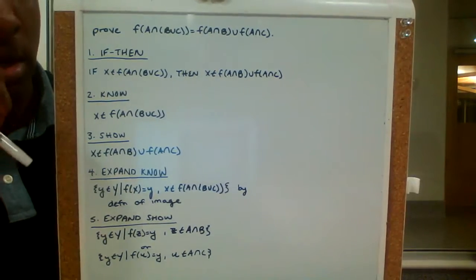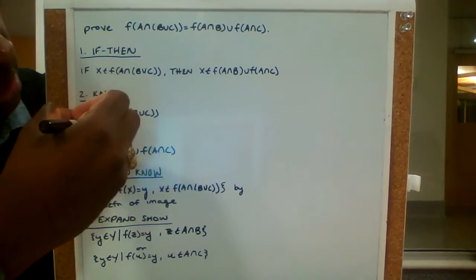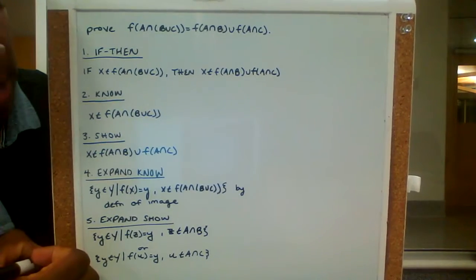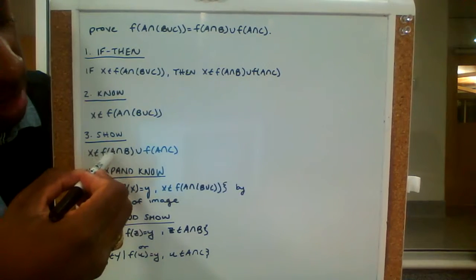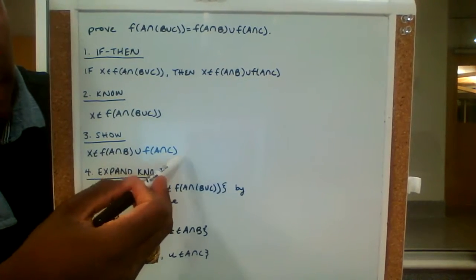Next, we write down our know. It's the first part of this if-then statement, so we know that x is in f of A intersect (B union C). Next, we write down our show, the second half of the if-then statement. So x is in f of (A intersect B) union f of (A intersect C).